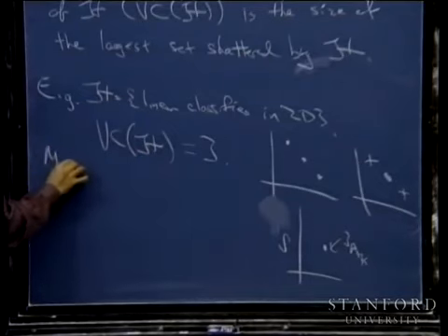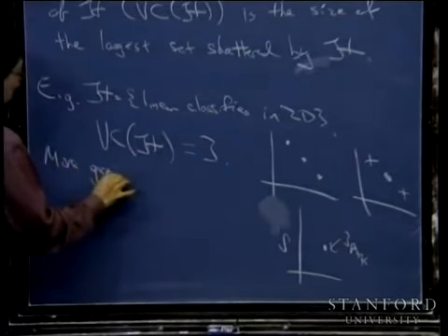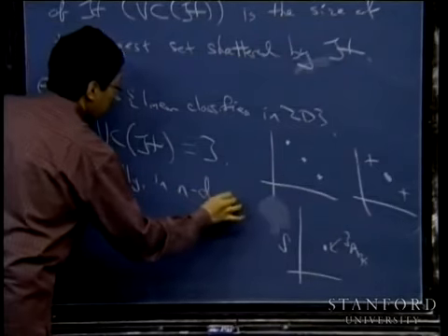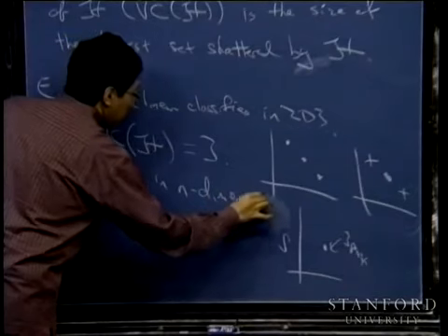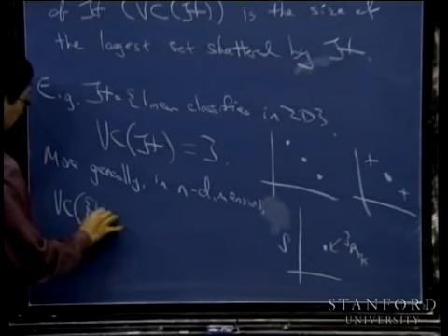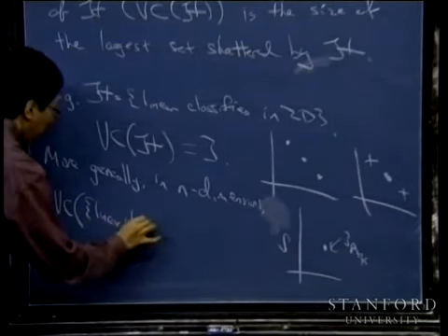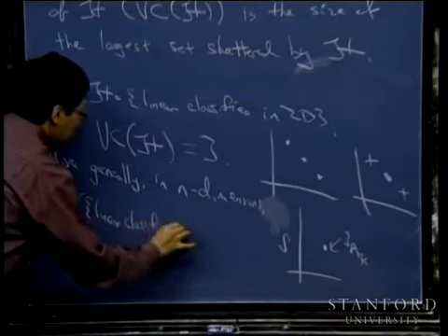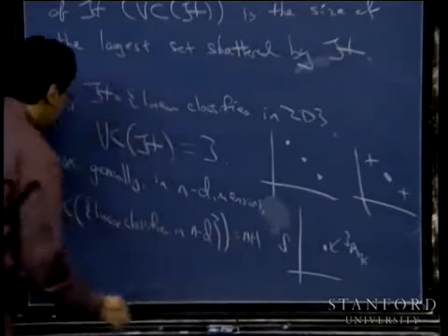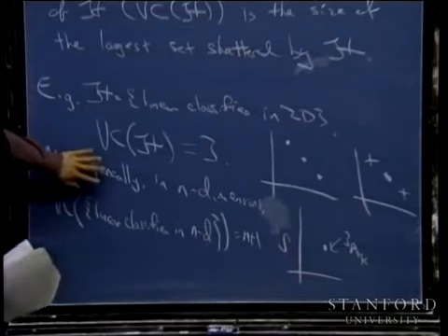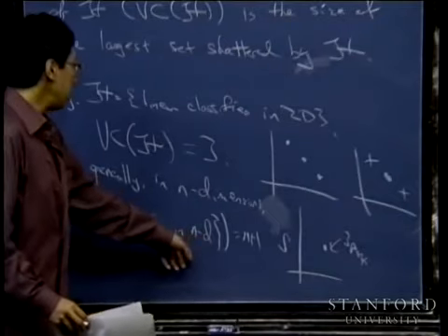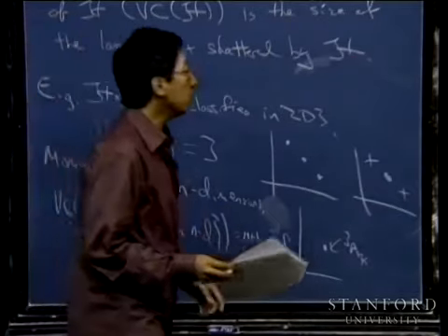More generally, in n dimensions, the VC dimension of the class of linear classifiers in n dimensions is equal to n plus 1. Okay, so this is in 2D. If you had linear classifiers over an n-dimensional feature space, the VC dimension is equal to n plus 1.